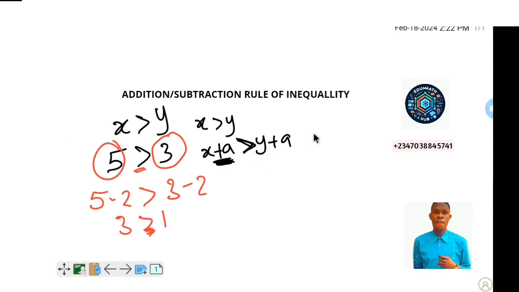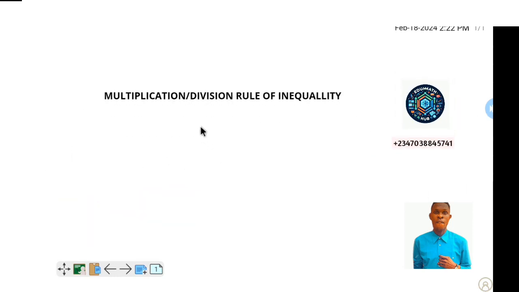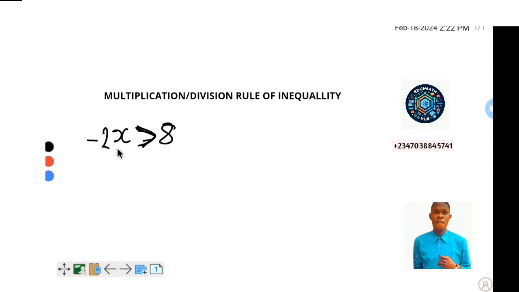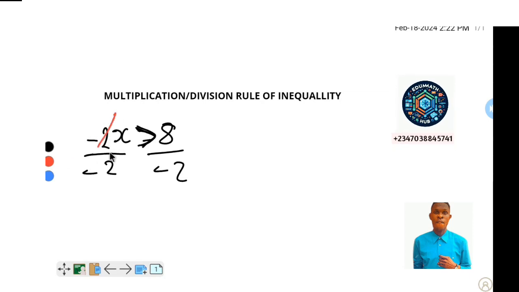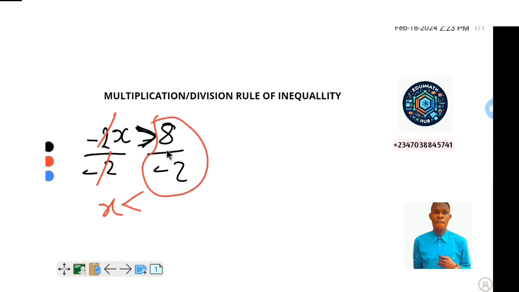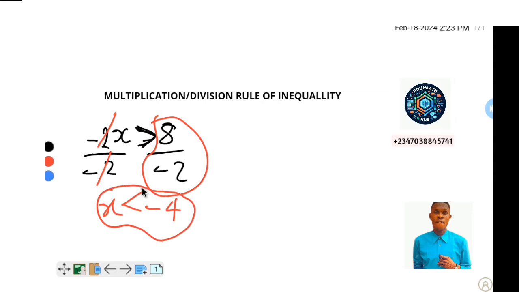Okay, but there's a difference when you talk about the multiplication and division rule of inequality. This one is a bit different. If you have, for example, minus 2x is greater than or equal to 8. In inequality, to find the value of x at this point, you have to divide both sides by minus 2. So at the end of the day, this 2 will cut out like this. So you have x, but this greater than sign will now reverse itself. It will change because you are dividing by a negative constant. So the answer will be 8 divided by 2, that will give you minus 4. You can see that the greater than sign has changed to less than. So anytime you are dividing or multiplying by a negative number, the sign will change. Please keep that in mind.